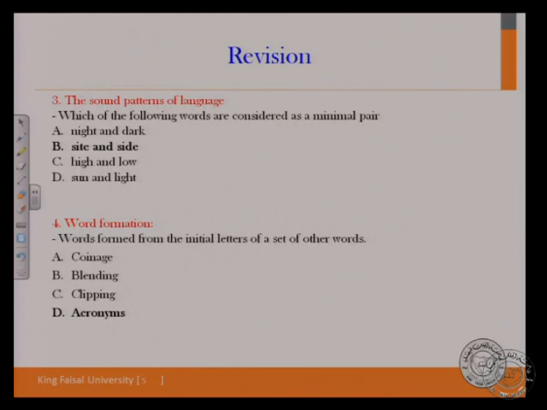In word formation, here I'm presenting a sample of one of the questions that may come. Words formed from the initial letters of a set of other words. Is it coinage, or blending, or clipping, or acronyms? And of course the answer is acronyms.